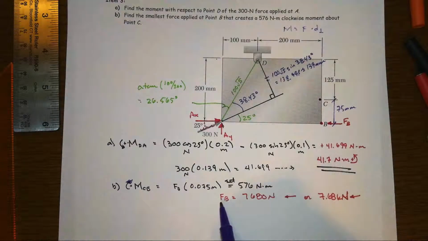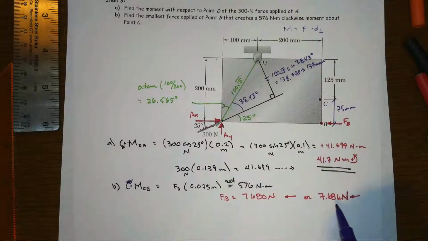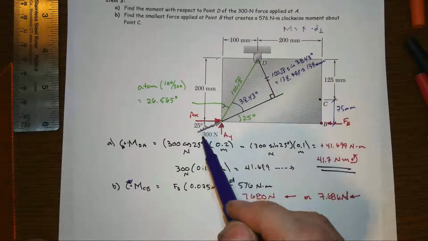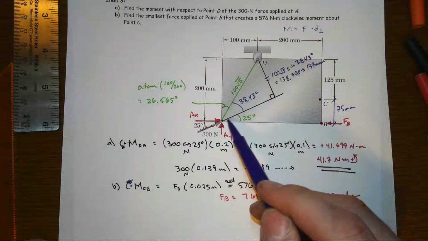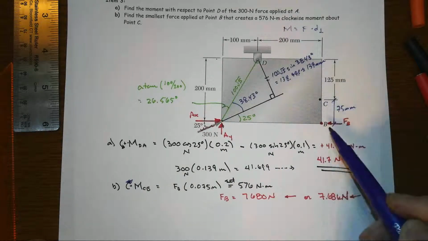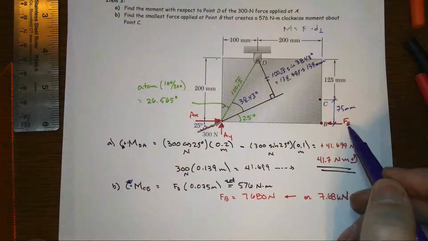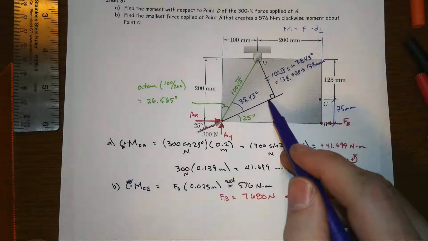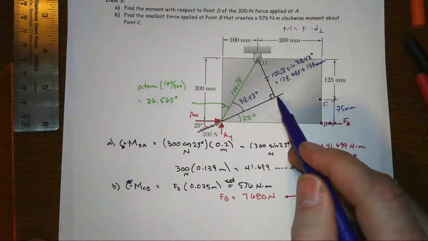meters, and get then a total force magnitude of 7,680 newtons acting to the left, or 7.68 kilonewtons, again acting to the left. If you interpreted this problem statement slightly differently and kept the 300 Newton force in here, it's going to be passing in a clockwise fashion about point C. That will, of course, make your final answer, F sub B, a little bit smaller. You get a little bit more work that you have to deal with.